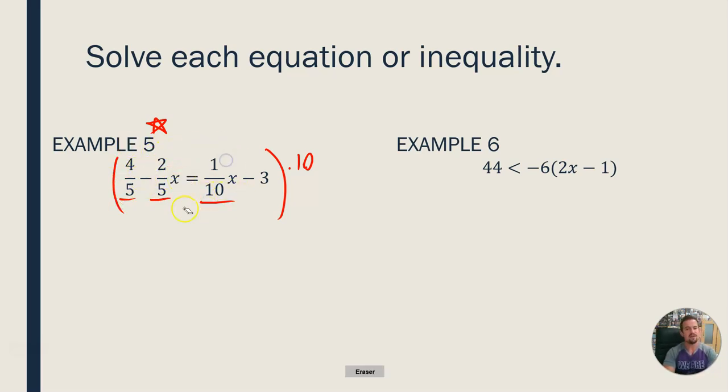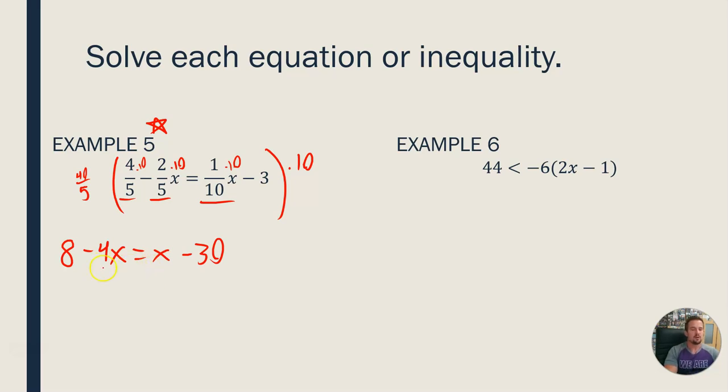Let me show you. If I multiply by 10, 4 fifths times 10 is going to be 40 fifths, which 40 divided by 5 is 8. Okay? If I multiply 2 fifths times 10, I'm going to get 20 fifths, which is negative 4x. 20 divided by 5 is 4. Equals 1/10 times 10 is just 1x. And then negative 3 times 10 is negative 30. See how much easier this problem is to solve now that I don't have any fractions.